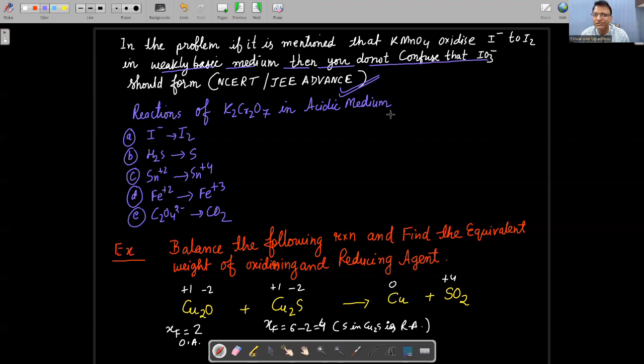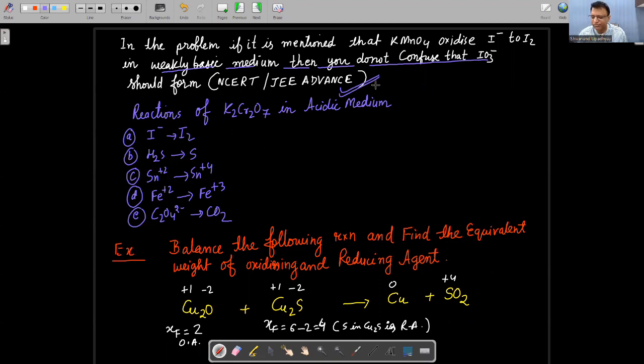So why are you confused? They are not asking what the product is. If they are asking what the product is, definitely they have asked this in past JEE questions, and we have written that I- is converted into IO3- in weakly basic medium. But if they are saying the product is I2, just balance the reaction. Then you have to focus on just balancing the reaction. Don't confuse it with the product.